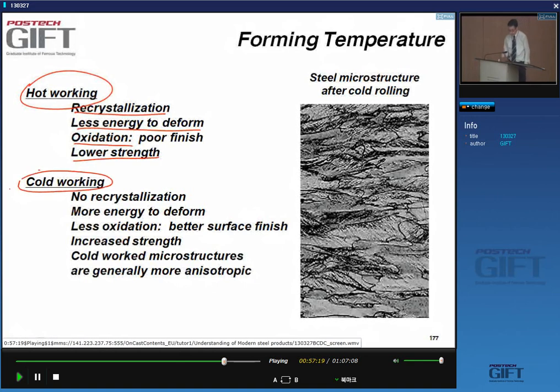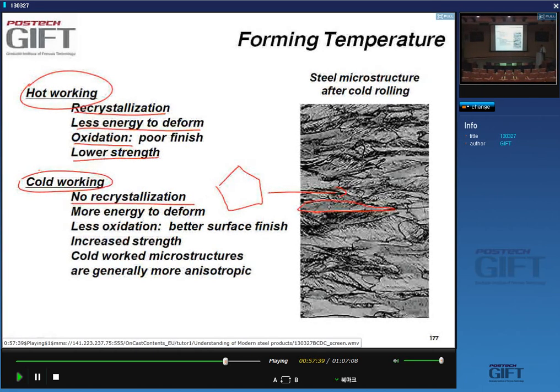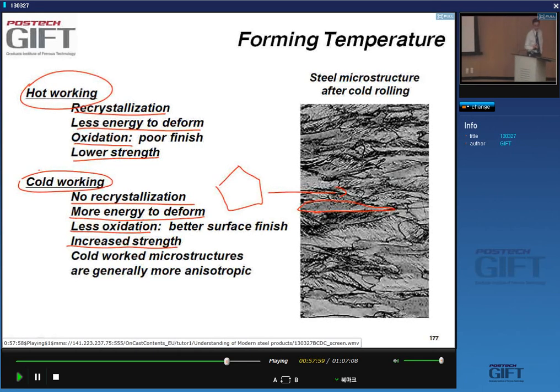You can also do cold working. In this case, you can define cold working as a situation where there's no recrystallization. So after you've done the cold working, you don't find your nice grains, but all the grains are pancaked. They're cold deformed. So you will need to do recrystallization annealing afterwards. Of course, it takes more energy to deform because the material has an increased strength. There is less oxidation, so any product that requires high surface quality will be cold deformed rather than hot deformed. You get cold work microstructures. You get, in general, a product that has a more pronounced crystallographic texture, and as a consequence, is more anisotropic.